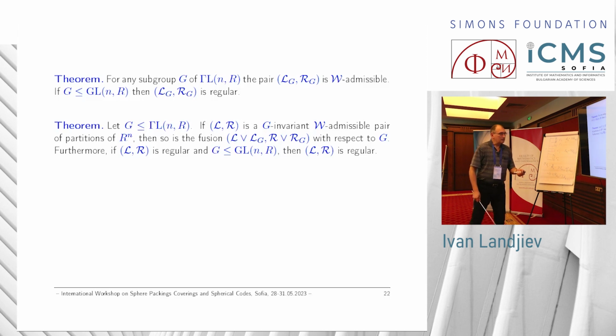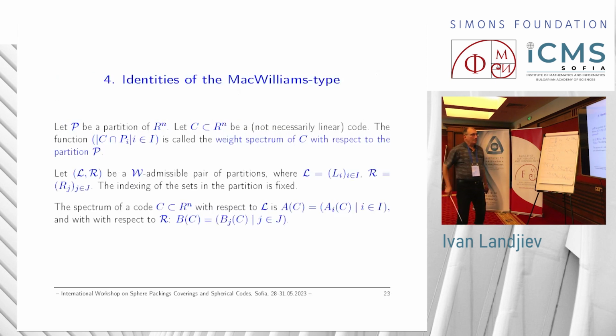Well, I should be fast, but I'm close to the end. So we consider a partition of the ring. The spectrum of the code is defined in the usual way: the intersection of the code with the parts of the partition, and this can be considered as a vector, and this is called the weight spectrum with respect to the partition. And let LR be a doubly admissible pair of partitions. These are the parts of L, these are the parts of R.